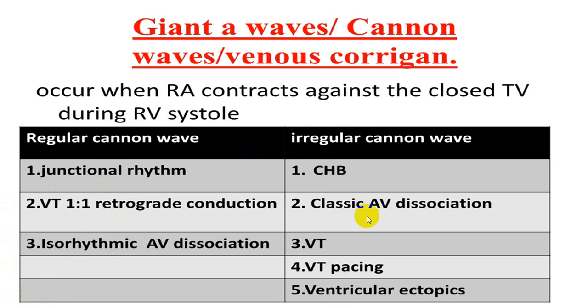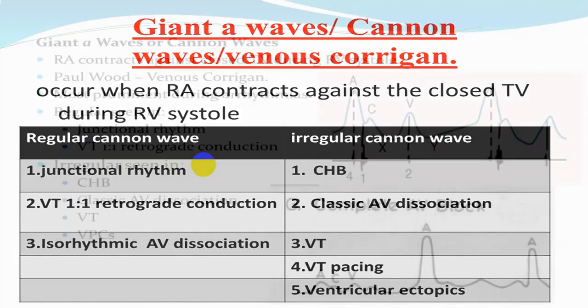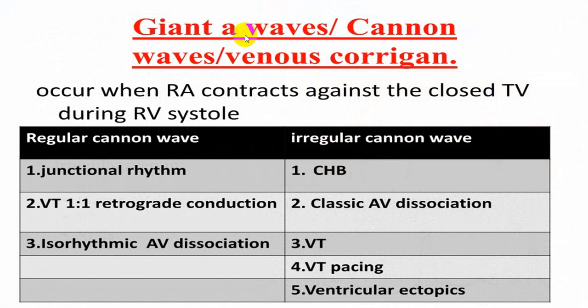Don't try to answer these groups. Yes, if you are aware of it and if you can explain, then only go through. During your internship, while doing ECG, we might talk about this AV dissociation, ventricular pacing, ventricular ectopics, etc. So forget about all those. So giant A wave, remember only two conditions: one, complete heart block, irregular cannon waves, while in the case of regular cannon waves, junctional rhythm, where the P wave is overlapped by the QRS complex. So in that condition, you will have a giant A wave, or it is also called venous corrigan.